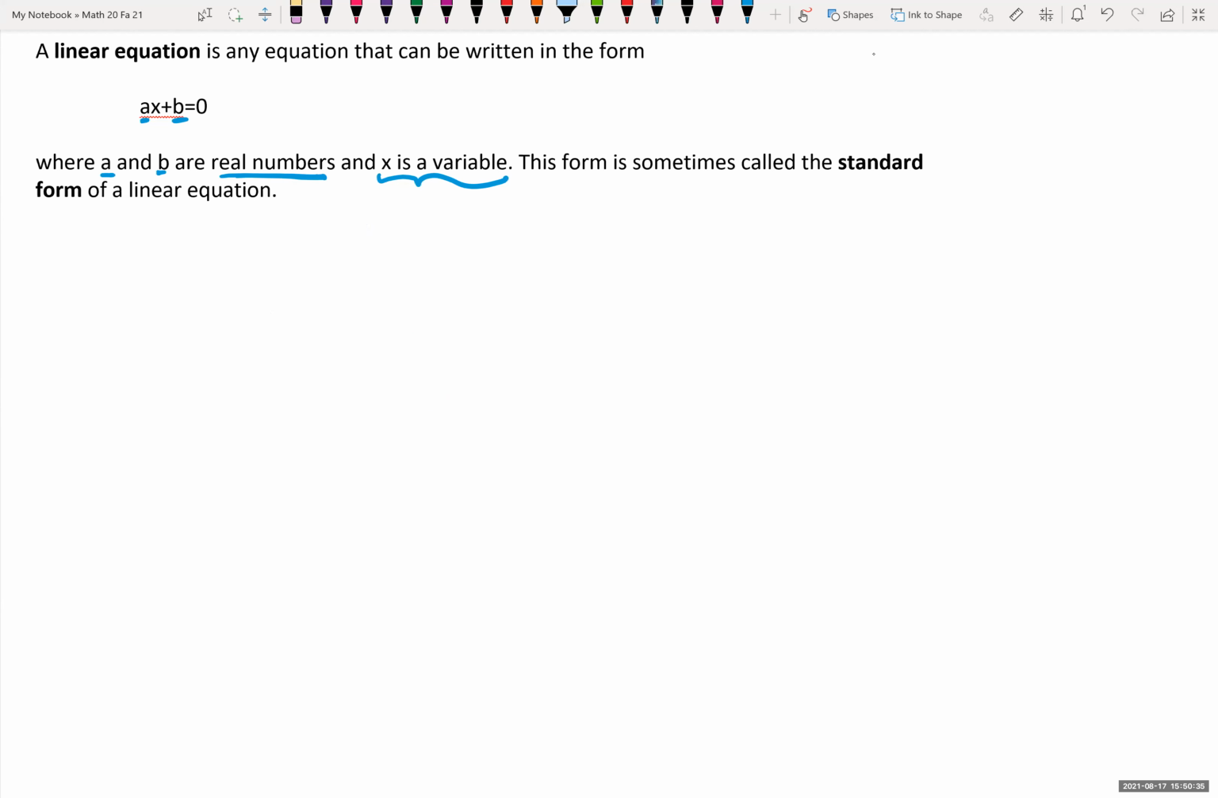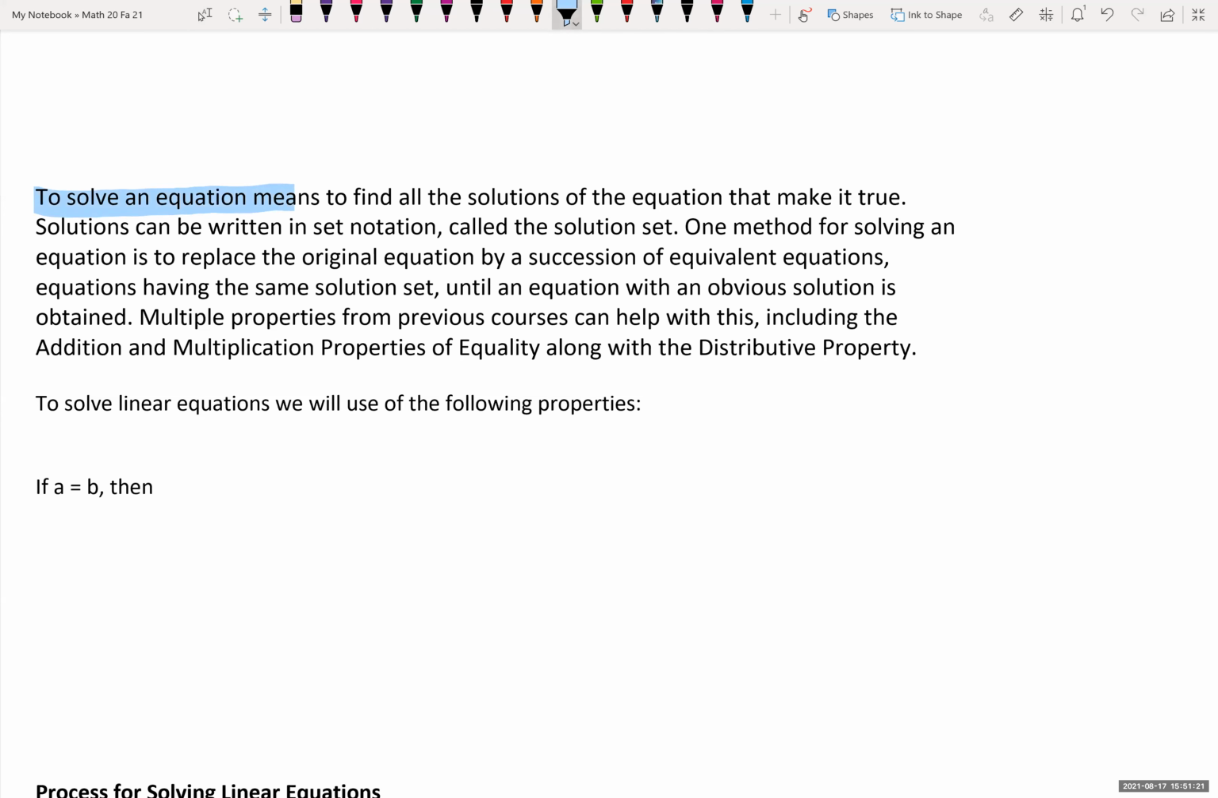Okay, so what does it mean? So let me just kind of read through this really quickly. It says to solve an equation means to find all solutions of an equation that makes it true. Okay, so we're going to be solving equations. Solutions can be written in set notation called a solution set.